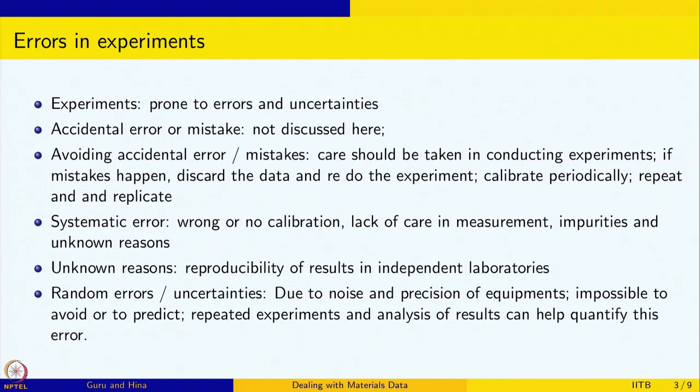First one is accidental error or a mistake. And that is not discussed in detail in this course at all, because they can be avoided. To avoid accidental error or mistakes, one should do experiments carefully. And if in spite of that, mistakes happen, one should discard the data and redo the experiment. And if you know that there is something that is not correct, you should not take the data at all.